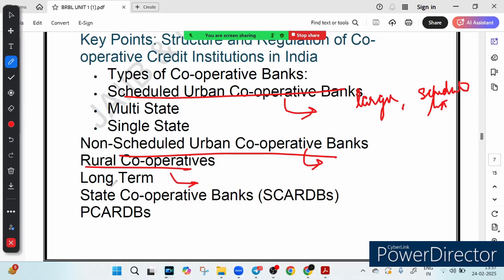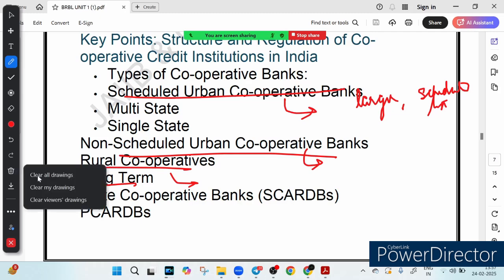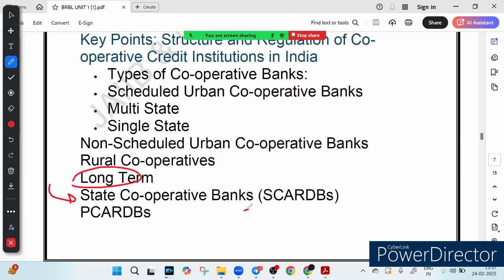Then we have something called long-term cooperative. You know what is the meaning of long-term cooperative? Under rural cooperative there is a part called long-term cooperative. It means these banks are designed to provide financial support for the long term. For example, SCARDBs and PCARDBs. What is SCARDB? State Cooperative Agriculture and Rural Development Bank.